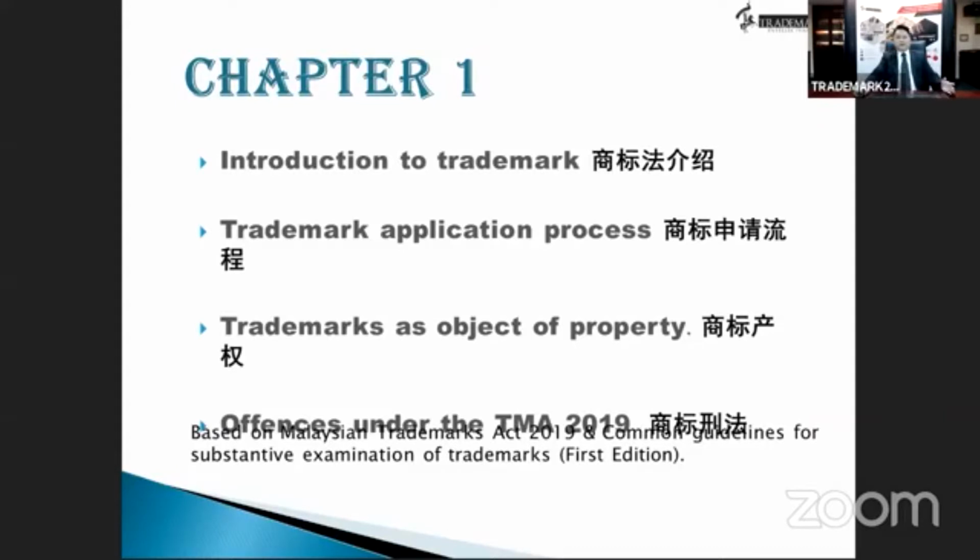So I will start off with the introduction to trademark laws. Then I will proceed with the trademark application procedures, or the process of applying for a trademark in Malaysia. Next, I will be dealing with the objects, property rights, ownership, and most interestingly, I add the criminal offenses, the offenses and enforcement procedure under the new law. So this is something very new to us, and we have just enacted the act last year in 2019.